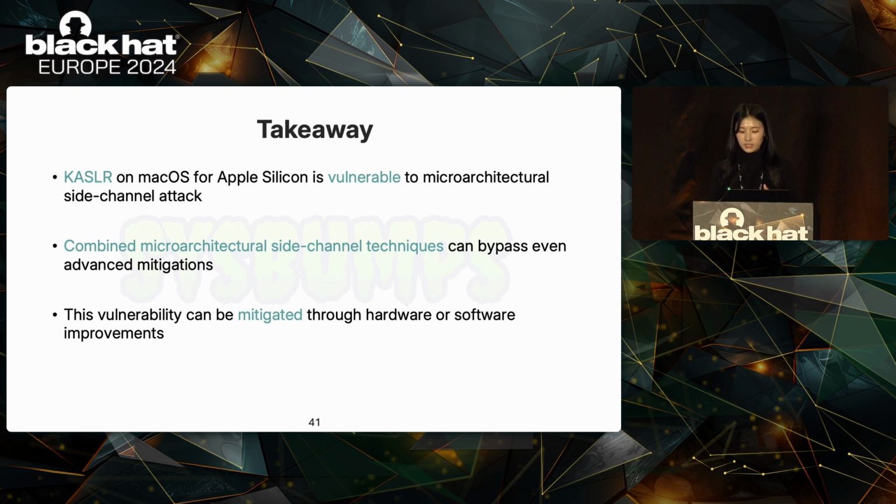In conclusion, here are the key takeaways from our research. We explored a new microarchitectural side-channel attack called SysBumps, targeting ARM-based Apple Silicon environments. Through this attack, we demonstrate that it is possible to compromise KASLR on macOS for Apple Silicon. As far as we know, this is the first attack targeting KASLR on macOS for Apple Silicon. And the SysBumps attack leverages the combination of a speculative vulnerability in specific system calls and side effects of address translation on the TLB. This new approach enables an attacker to bypass the robust security mechanisms of the latest macOS system.